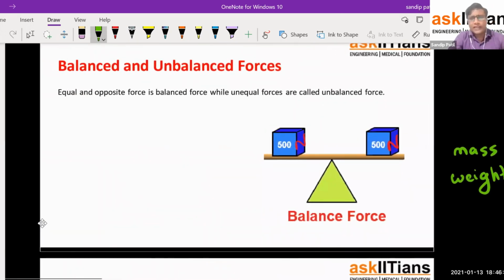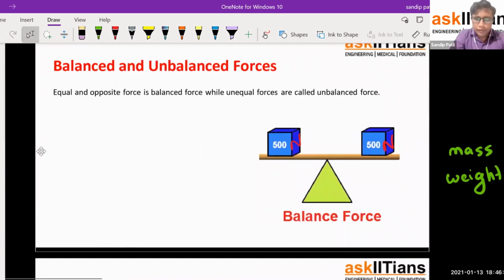Okay, now let's come back to our question. What is a balanced and what is an unbalanced force? As we know, this seesaw is going to remain stable. Stable means the forces should be the same on both the sides. So here the forces are going to be the same. Here we can see 500 Newton, 500 Newton. So we can say this is the balanced force.